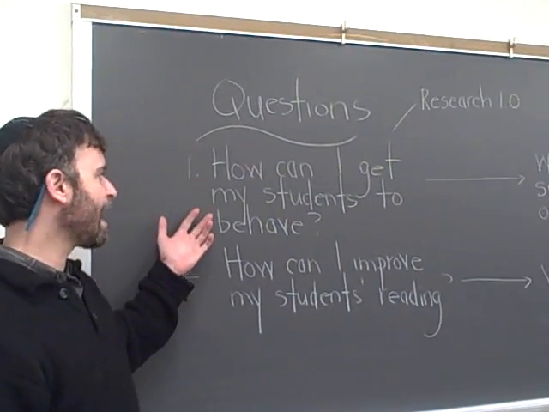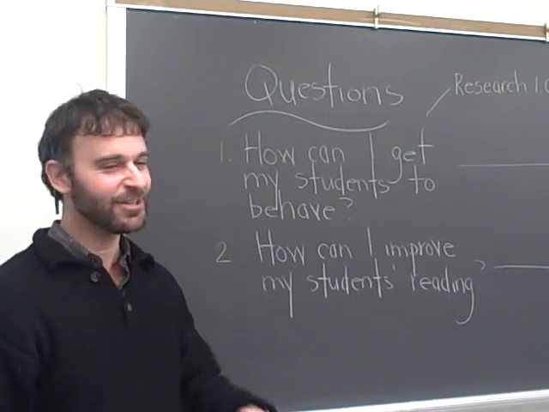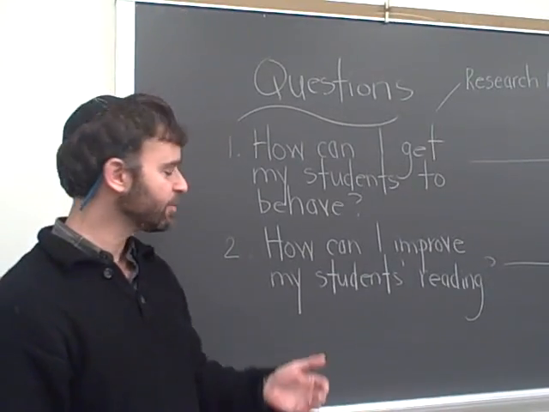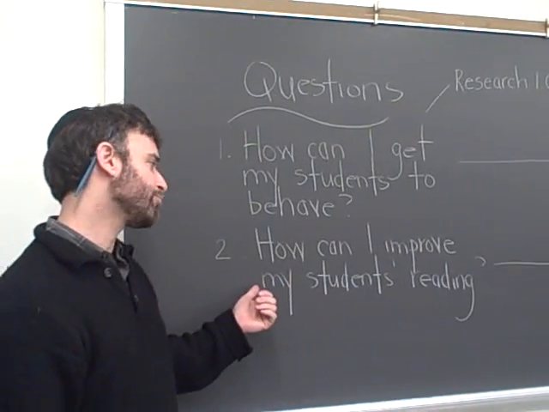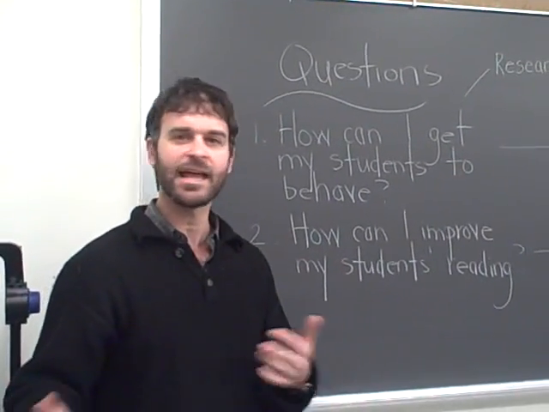The first is, how can I get my students to behave? Totally authentic, totally worthwhile, totally vague, not yet researchable. The second is, how can I improve my students' reading? Again, absolutely authentic and worthwhile, but not yet researchable.